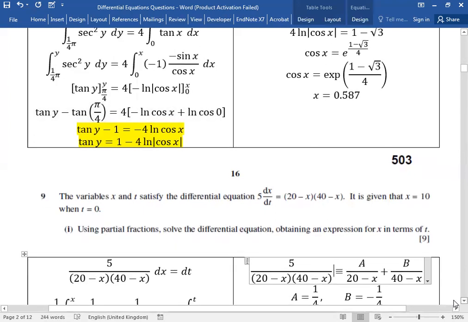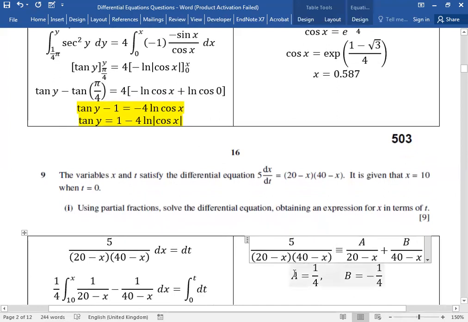Yes, class. Please break this down into partial fractions. Now the question is saying obtain an expression for x in terms of t. You have to write x is equal to. Final answer, x in terms of t. Yes, class, what are the partial fractions that you are getting? 1 upon 4 and minus 1 upon 4, very good. 1 upon 4 and minus 1 upon 4, right?